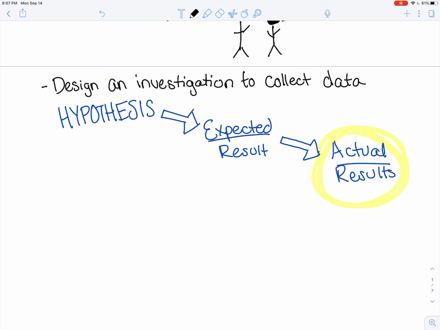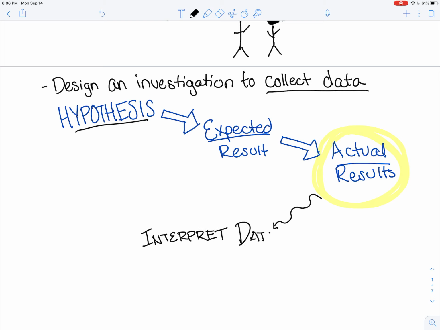After we have made our hypothesis and collected our data, we get our actual results. And with this, the next step is to move on to interpret the data. Because collecting data is great, but if you don't do anything with it, then what was the point?